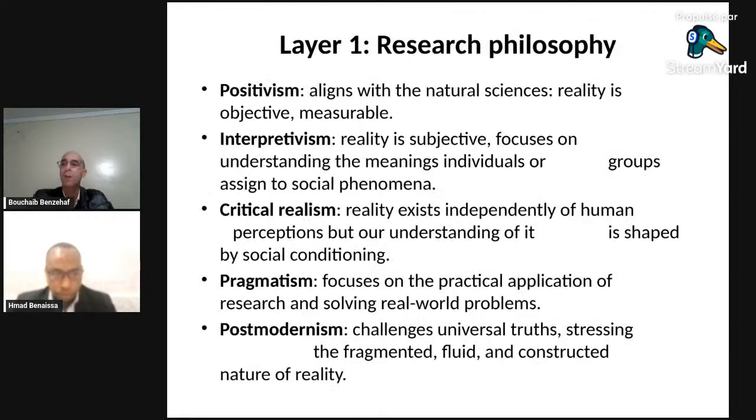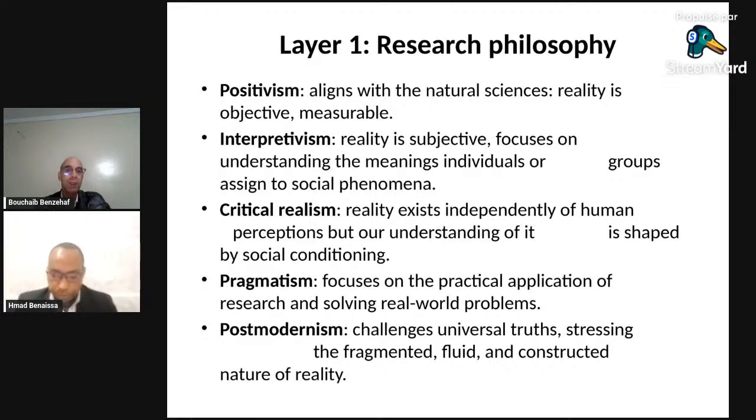So, research philosophy, we have positivism, interpretivism, critical realism, pragmatism, and postmodernism. Of course, there are other philosophies like structuralism, post-structuralism, feminism, but we will content ourselves with these. So positivism aligns with the natural sciences. According to positivism, there's only one reality that is objective and that is measurable.